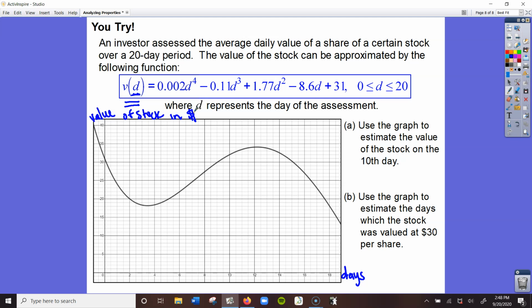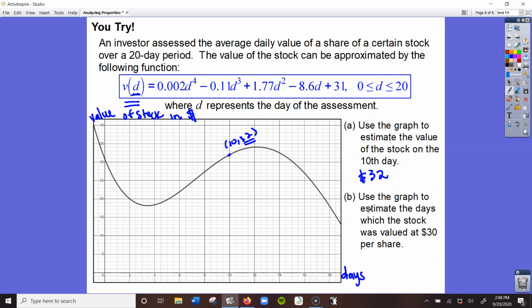Now I'm ready to go ahead and use the graph to answer these statements. It says here, use the graph to estimate the value of the stock on the 10th day. So this is unlike the question before. We don't have to determine what each one of these values mean. Since this is in days, I'm going to go to D is equal to 10. And I see that this coordinate is 10, 32. So $32 is the value of my stock after the 10th day.